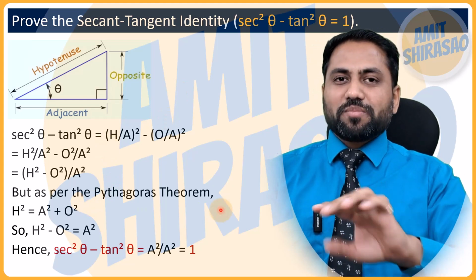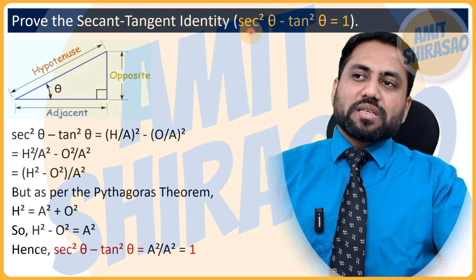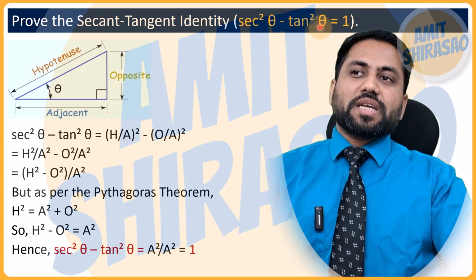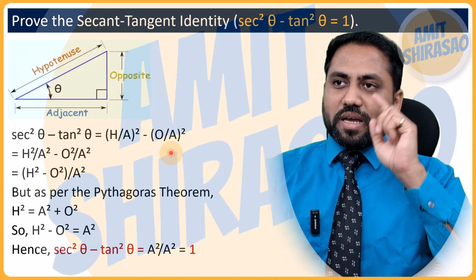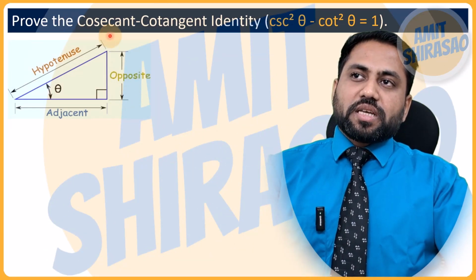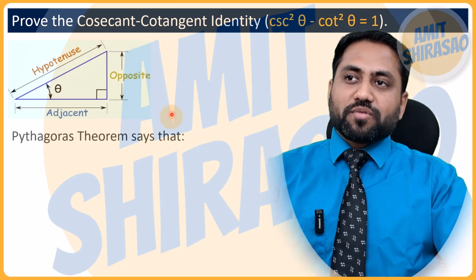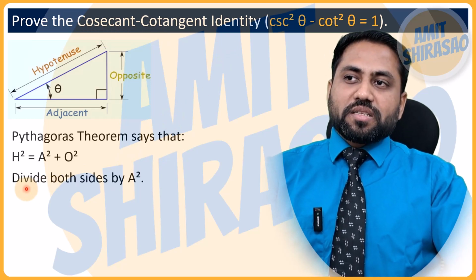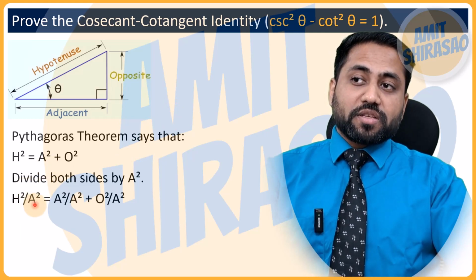So just remember the Pythagoras theorem and the very first slide that I showed you, that when I say secant, it means hypotenuse upon adjacent. When I say tan, it is opposite upon adjacent. Just remember that first slide and remember Pythagoras theorem. That is sufficient. Cosecant cotangent identity, how will you prove it? Again, starting from the Pythagoras theorem, you will say divide both of them by a square. So what will you get? You'll get something like this.